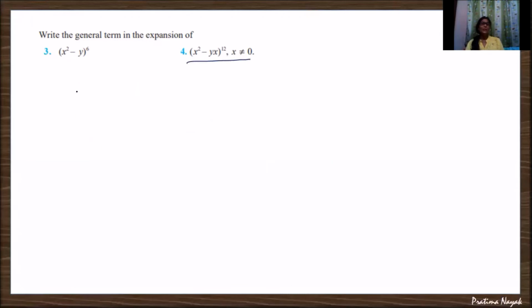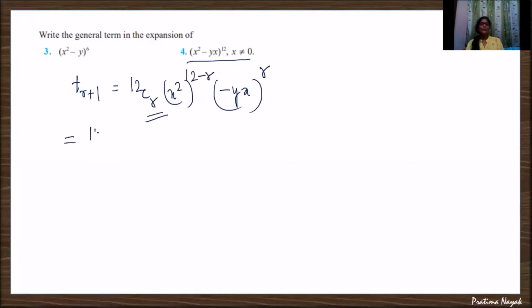What is it? T(r+1) is the general term. It will be 12Cr, x squared and minus y x to the power. If the first term is r, the second term will be 12 minus r. So 12Cr, there is a negative sign, you should take care. x to the power 24 minus 2r, since 2 will be multiplied. Here minus 1 to the power r into y x to the power r. So I am taking minus 1 to the power r outside.